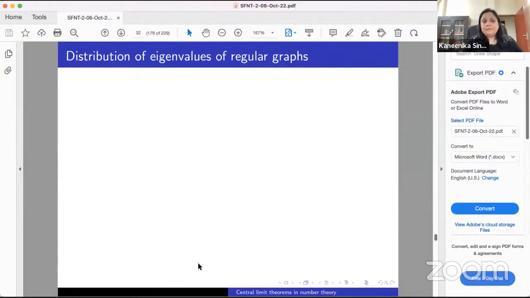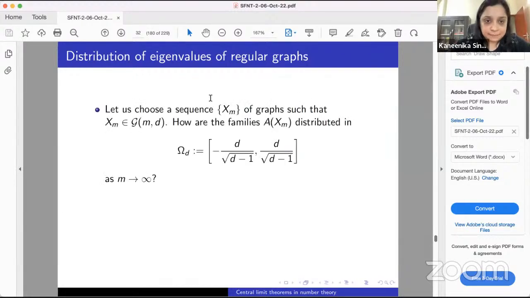Now, whatever we did for the distribution of zeta zeros and the distribution of eigenvalues of Hecke operators can be repeated in the context of the distribution of eigenvalues of regular graphs. Let us choose a sequence of graphs, where X sub M lies in your set of D-regular graphs on M vertices. The question is, how are the families of these normalized eigenvalues distributed in this particular interval as M goes to infinity? Here I'm fixing D.